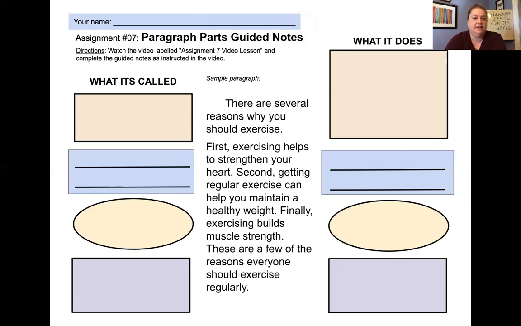So some of you might be sitting there thinking, oh, this is so easy. And if that's the case, great. This won't take you any effort at all, okay? First thing I want you to do is to put your name up there in the blue box at the top. Okay, and now let's read this paragraph together.